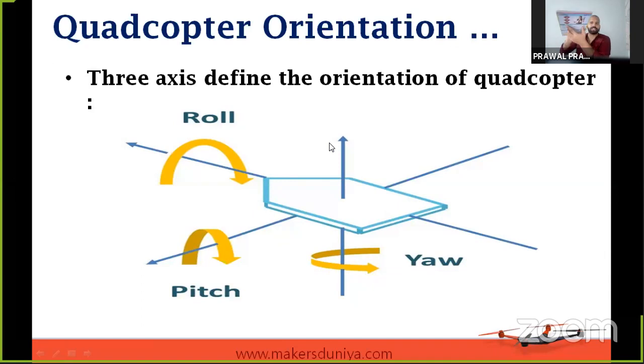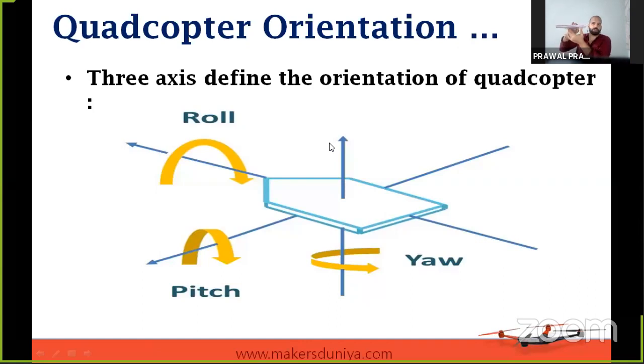Then there is a feature called pitch. Pitch is like this. If you bend your drone like this in midair, this is called pitch. Now, what is the benefit of pitch? Pitch helps your drone to go forward, and it helps the drone go backward. So with the help of pitch, your drone is going forward and backward.